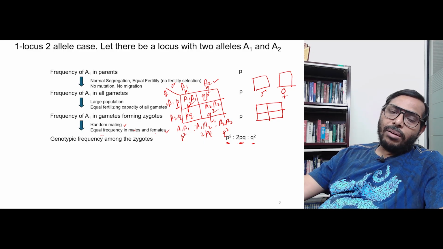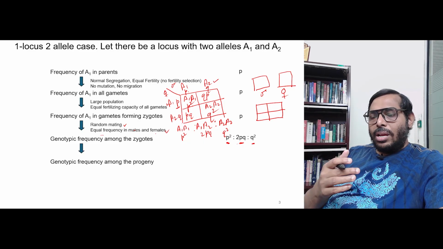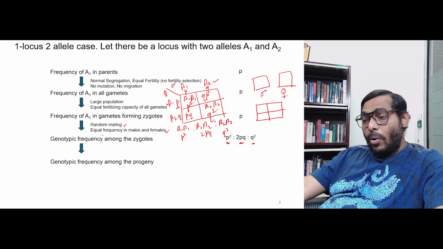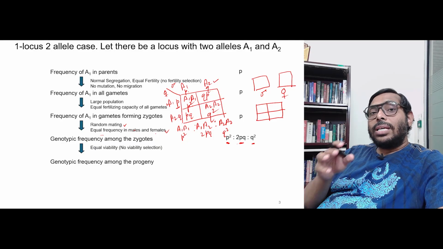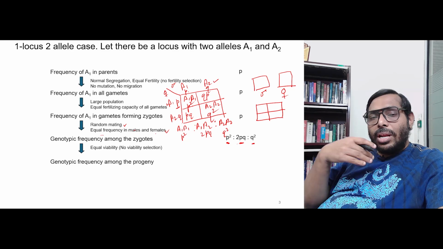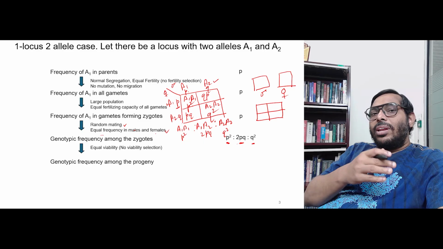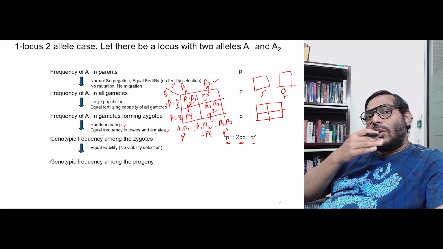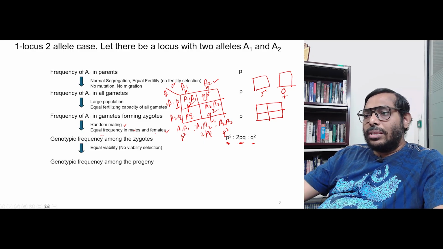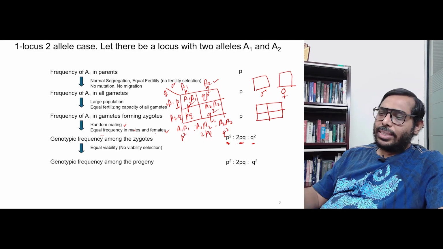Now, your zygotes have been formed, but all the zygotes are not going to be able to survive to become adults. So, the genotypic frequency among the progeny need not necessarily be the same as the genotypic frequency among the zygotes. However, if all the zygotes suffer equal viability, in other words all of them have a similar survivorship, which equally means similar rate of mortality, then even if some fraction is dying off, as long as the fraction is the same, these relative ratios p square, 2pq, q square are still going to remain the same.